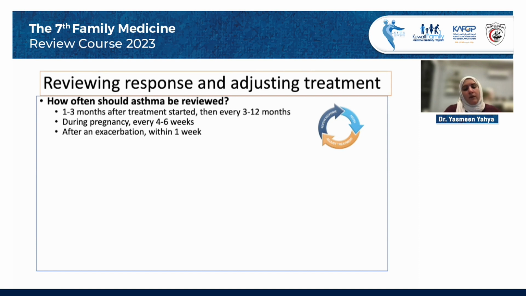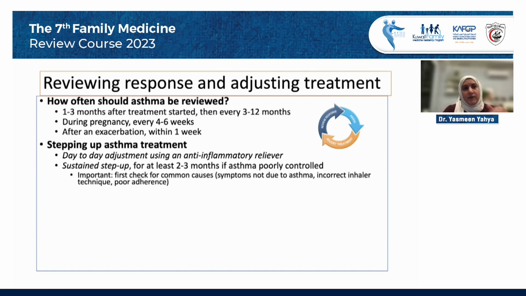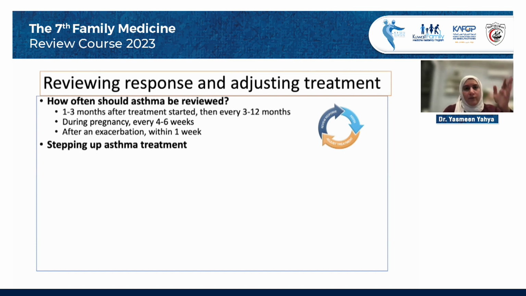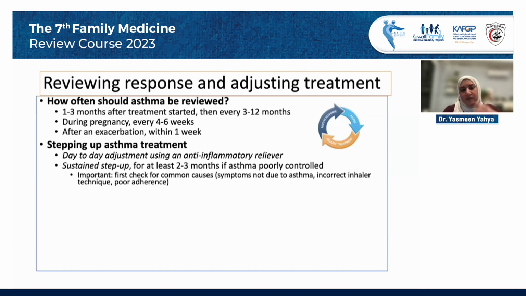So usually, what I do is, with any change of treatment, I must see the patient in 1 month. Then, if he's okay, I can give him a 2 months or 3 months appointment. Of course, if he's not controlled, how would I assess control? Through the questions that we've just discussed, the 4 C's. If he's not controlled, then you need to go 1 step up.